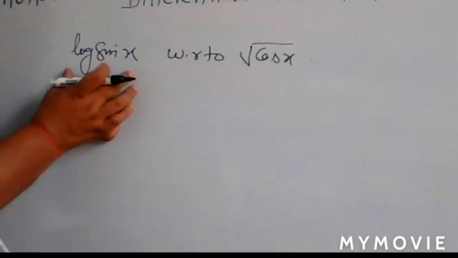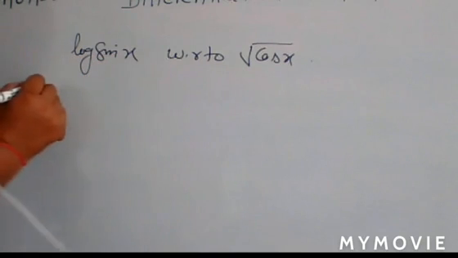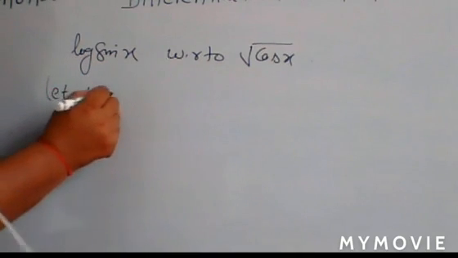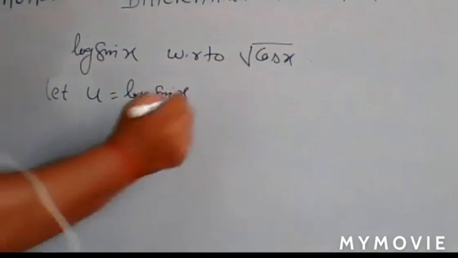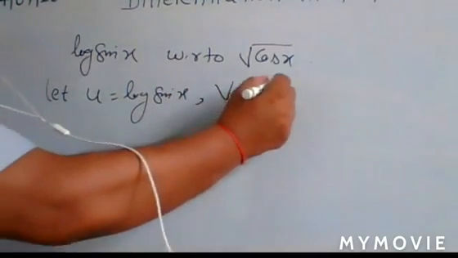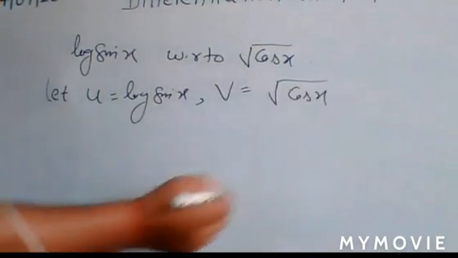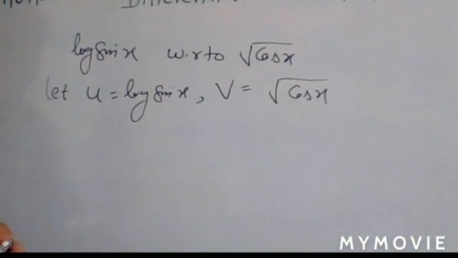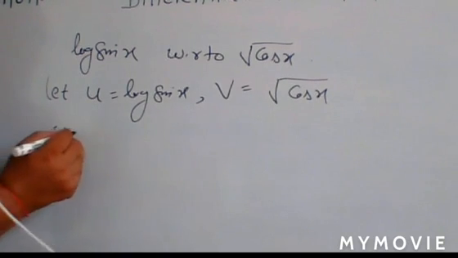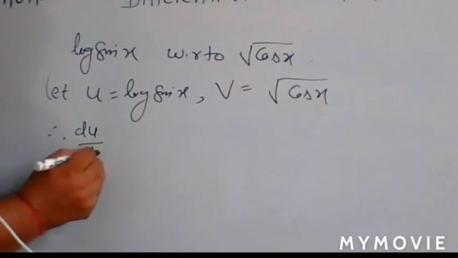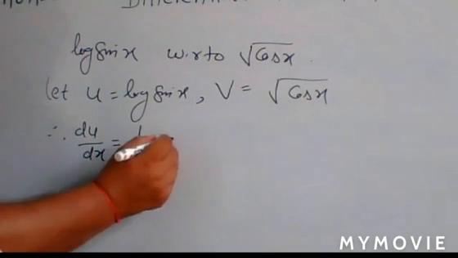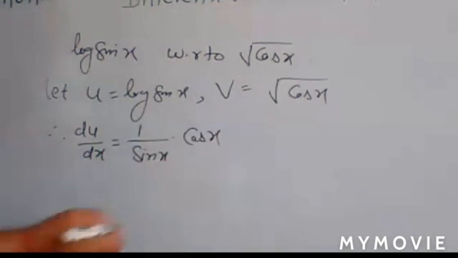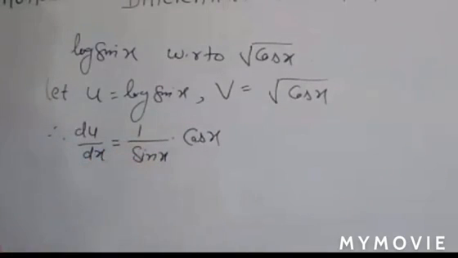First of all, you have to assume the first function as u. So here you write, let u is equal to log of sin x and v is equal to under root cos x. Here you assume like that. Understand? Now differentiate it with respect to x. So du by dx is equal to 1 upon sin x into cos x, that is cos x upon sin x.